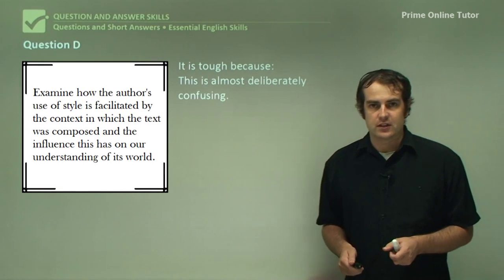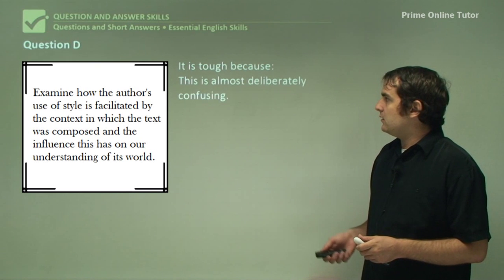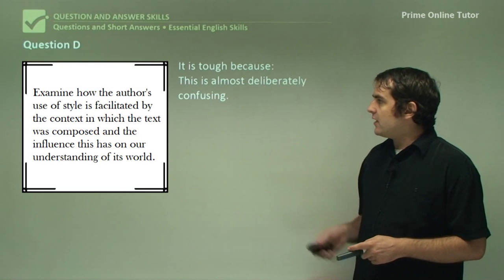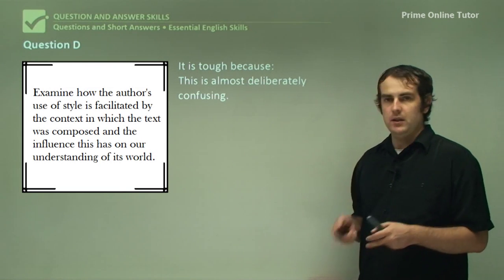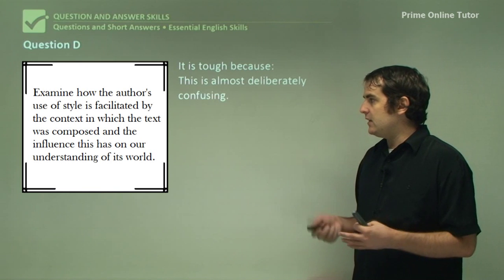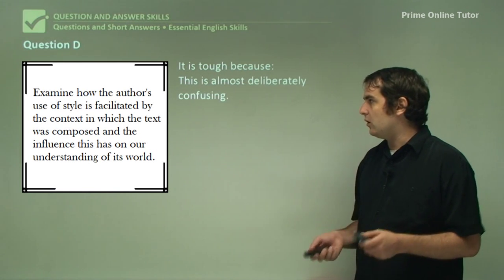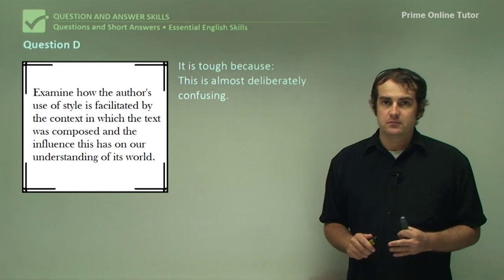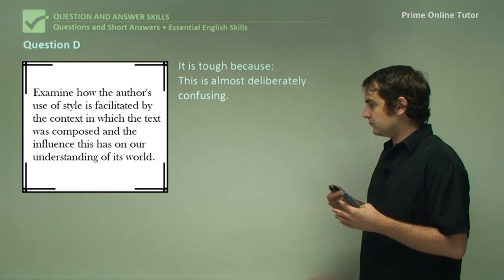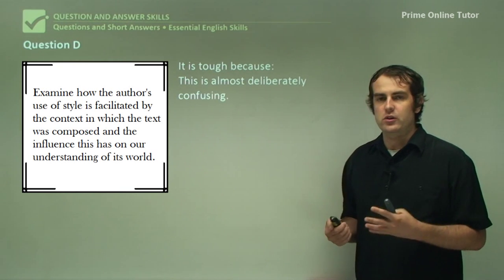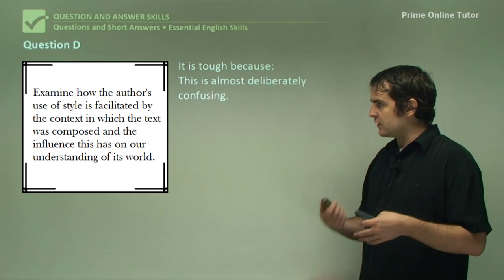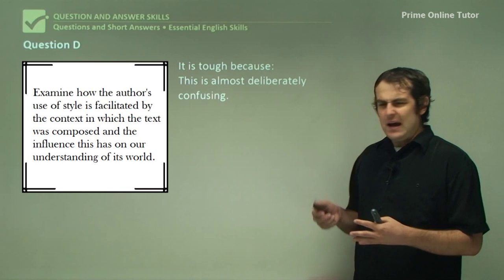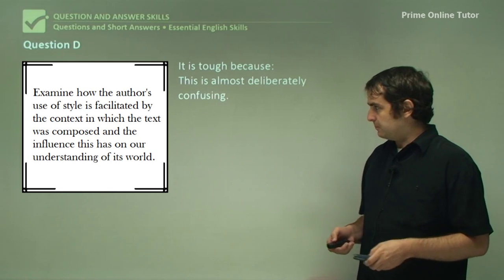All right, now we'll move on to question D. Okay, now this question is almost deliberately confusing, and I'll read the question out to you, which is, explain how the author's use of style is facilitated by the context in which the text was composed and the influence this has on an understanding of its world. All right, so it's a very long-winded question. It's a very wordy question, and it almost seems to ask you a number of different things, when really, if you actually break it down, it's actually a lot easier. And this is actually not so much a bad question as it is a very long-worded question.